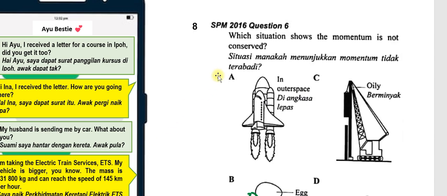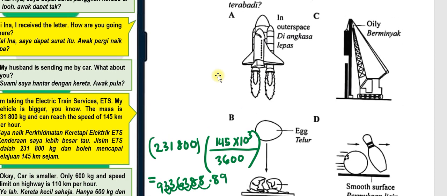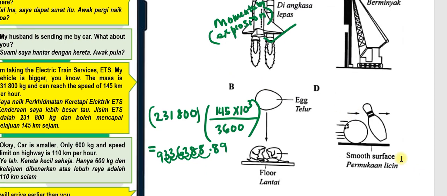Which situation shows the momentum is not conserved? Okay, we look at where momentum is not conserved. The first one is a rocket. Rocket must be momentum. It is an explosion, so it must be conserved. This D also must be conserved. That is momentum too.